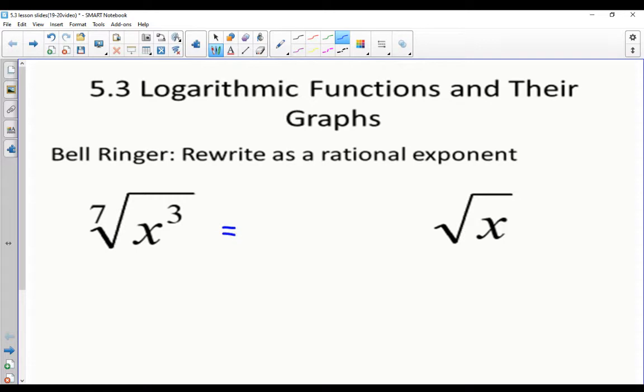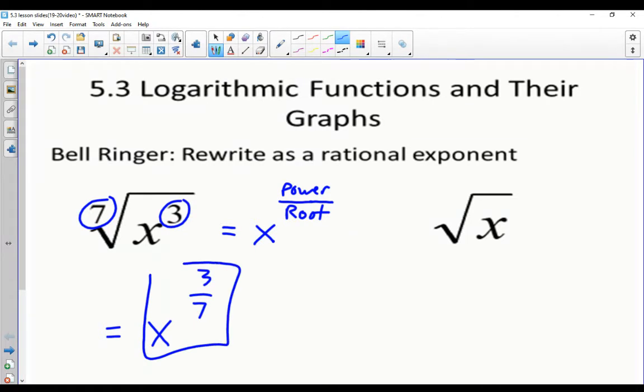Or in other words, try and rewrite these as x to the power of a fraction, where the number on top is the power and the number on bottom is the root. You guys have done this before, so this is basically a refresher. So in other words, for this example, your root would be 7, so that would go on bottom. Your power is 3, so that would be on top. So this is basically the same expression, just rewritten as x to the 3 over 7.